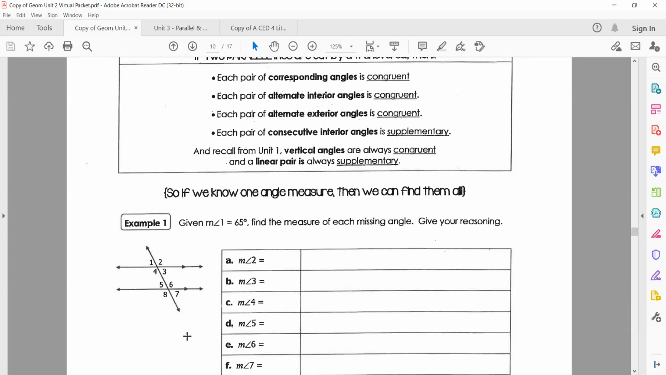Right. So because now we're talking about parallel lines, these are predictable and guaranteed numbers if you know one of the angle measurements. Since we know that this 1-2 combination at the top is a linear pair, now how much is angle 2? If angle 1 is 65 degrees, how much is angle 2?